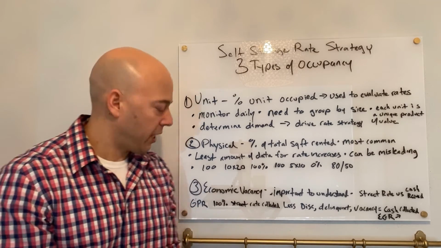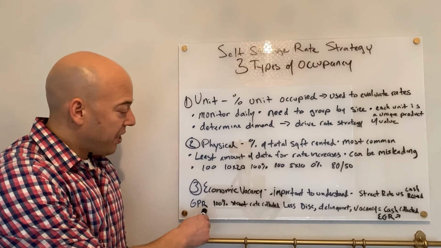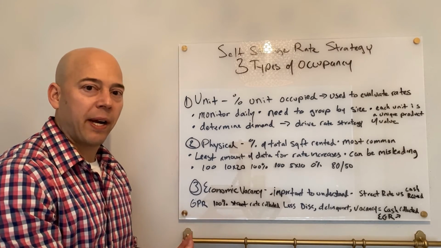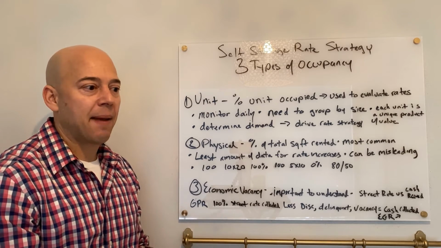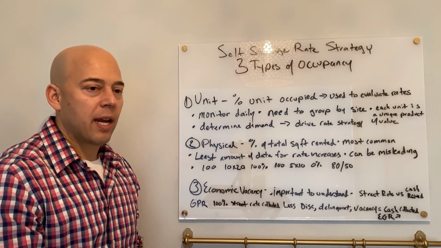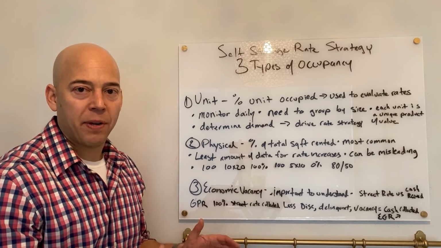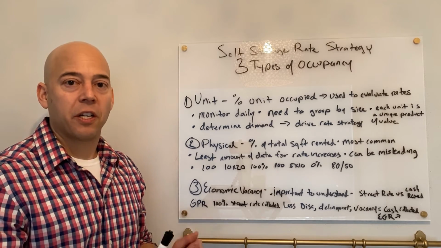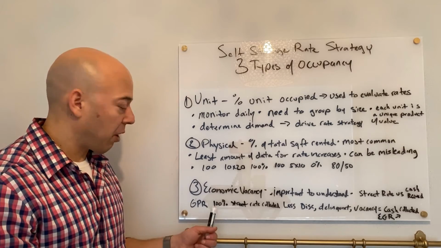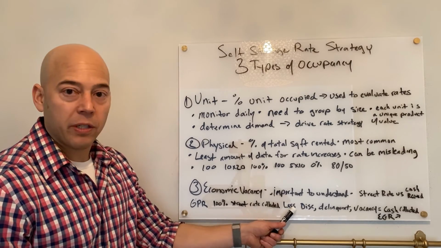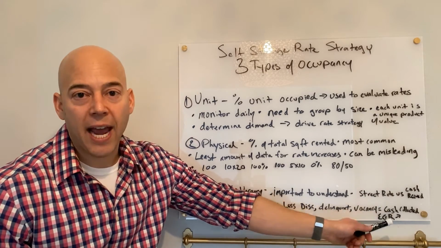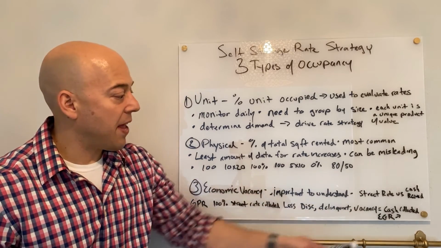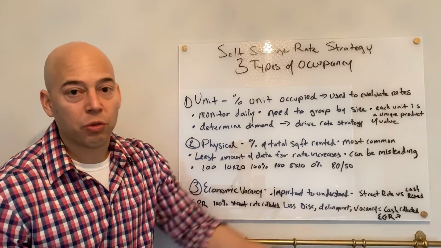So let's take a closer look. Gross potential revenue. That's if 100% of your street rates are collected on 100% of the units, everyone pays on time, every unit is rented out, every dollar is collected. That doesn't happen in real life, but it's a starting point to determine the economic vacancy. So start with the GPR, then you back out discounts, delinquent, and vacancies to get the amount of cash actually collected. And that's going to be your effective gross rent.